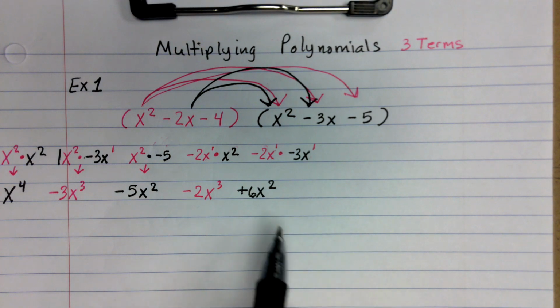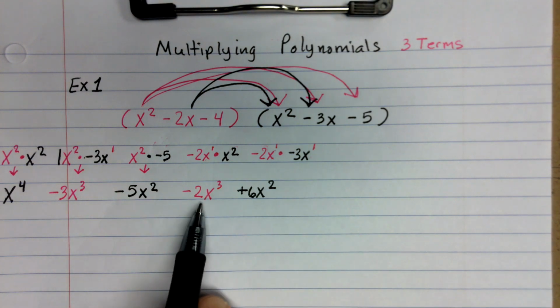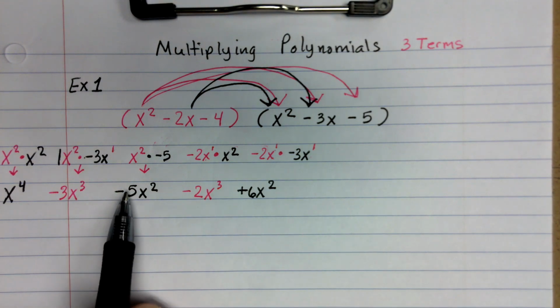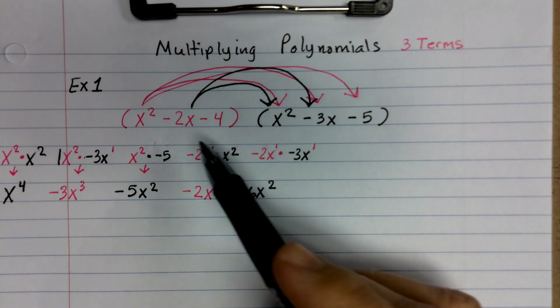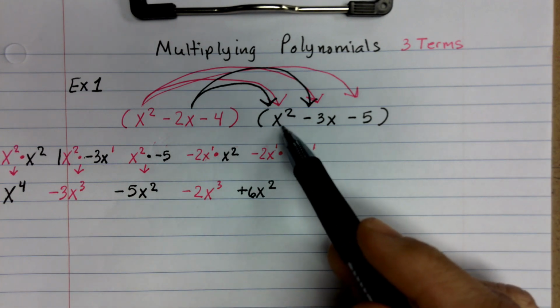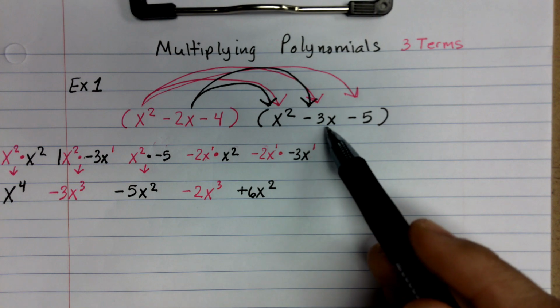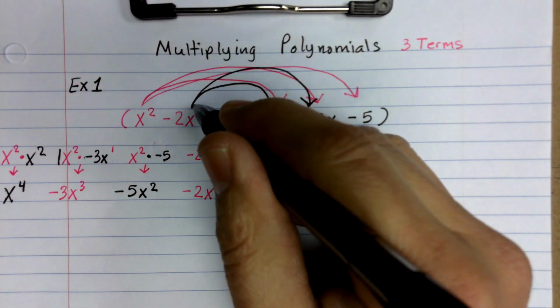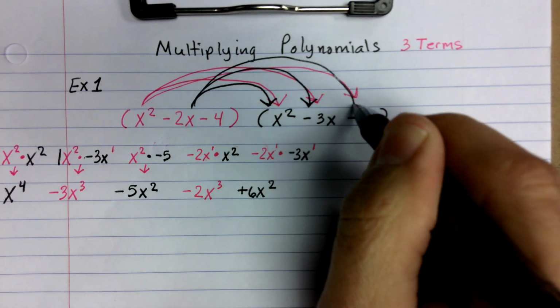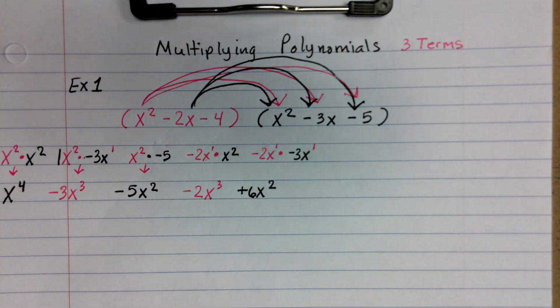I want you to notice that I am putting my sign in front of each one of these terms, if it's negative or positive, because eventually we're going to put all these together and combine them in just a moment. But we have to finish the multiplication first. So far I multiplied negative 2x to x squared, and I multiplied it to negative 3x, and now I'm going to have to multiply it to negative 5. So negative 2x times negative 5.